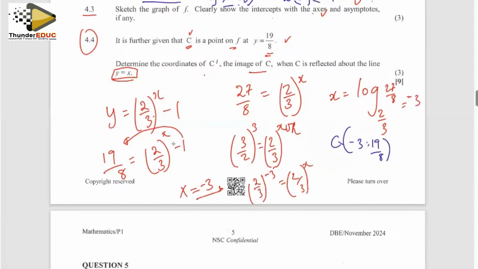Now, since they want the image point, which is C1, and we are reflecting it in the line y equals x, what is x becomes y, what is y becomes x. So it's (19/8, -3). This question was technically asking you to find the x value, mainly. The y equals x was just to prolong the story.